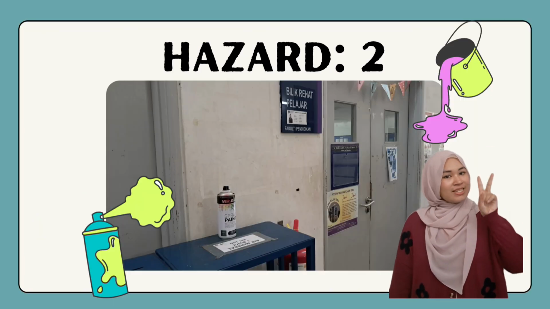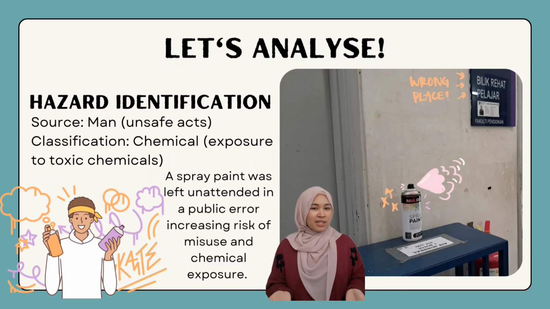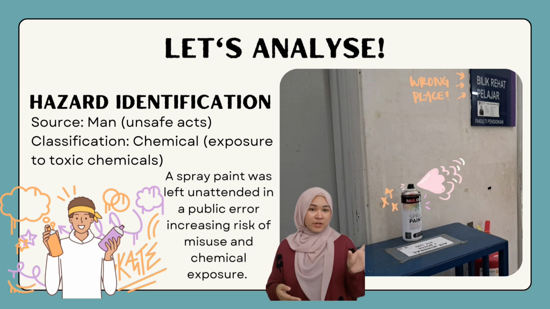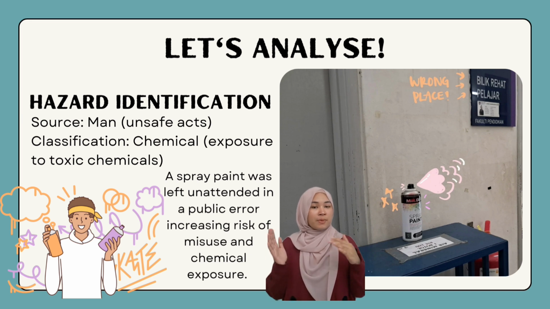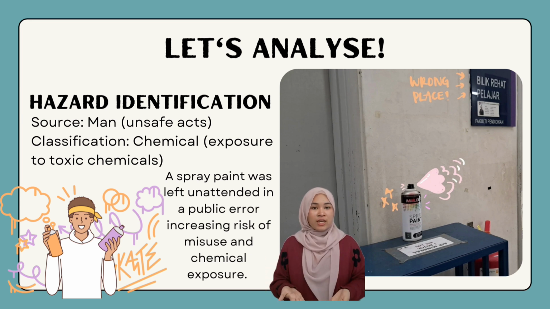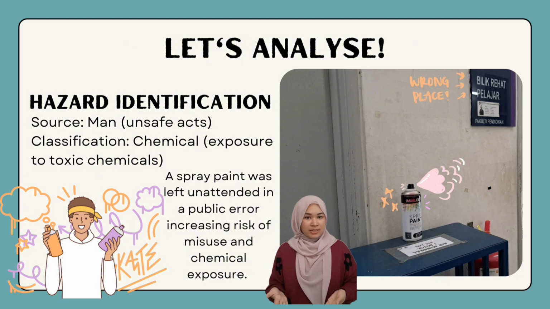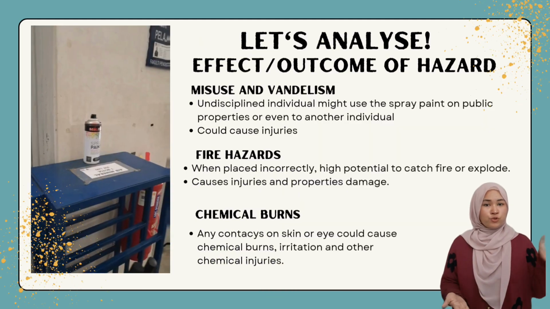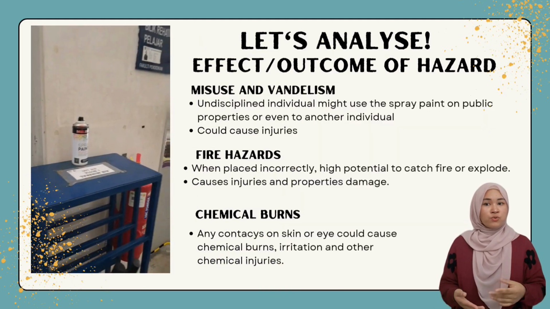Let's move on to our second hazard. As you may or may not see, the hazard here is that there is a spray can that is left unattended in a public area. The source of the hazard is the man, and this hazard is classified as chemicals. People might use the spray can to do vandalism or misuse it on other people.